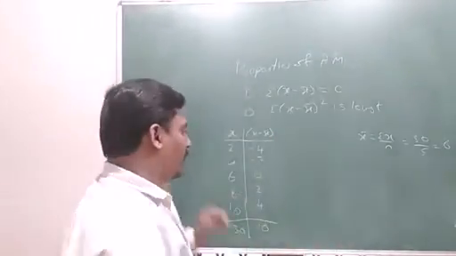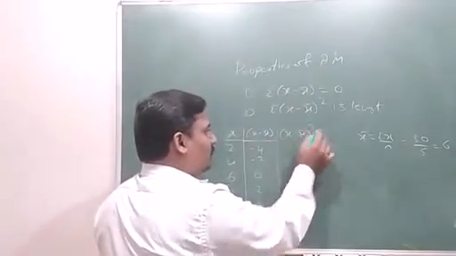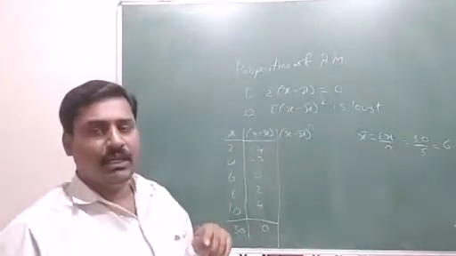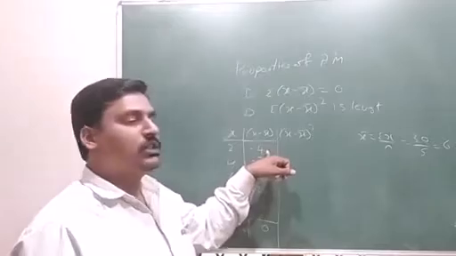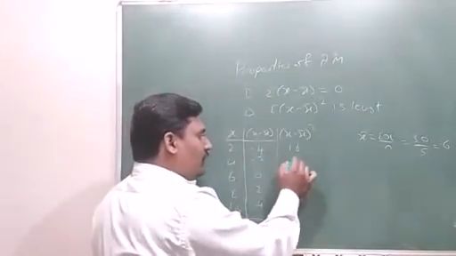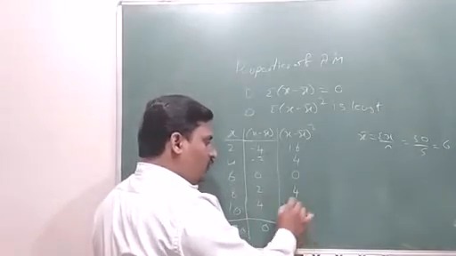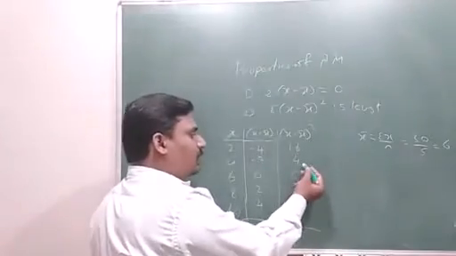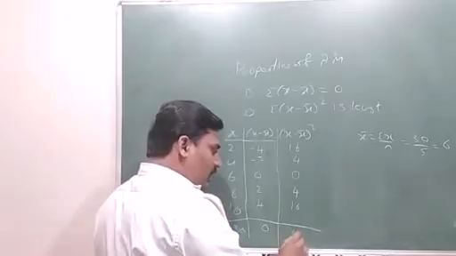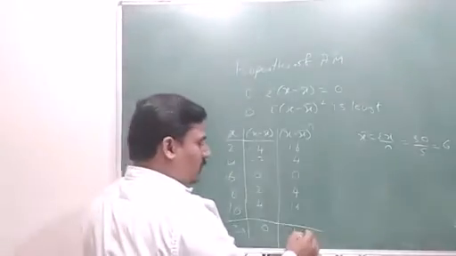Next, if we consider the squares, that is x minus x bar square. We have already calculated x minus x bar. If we square them: minus 4 square is 16, minus 2 square is 4, 0 square is 0, 2 square is 4, 4 square is 16. So 16 plus 4 is 20, 20 plus 20 is 40. So the total of x minus x bar square is 40.